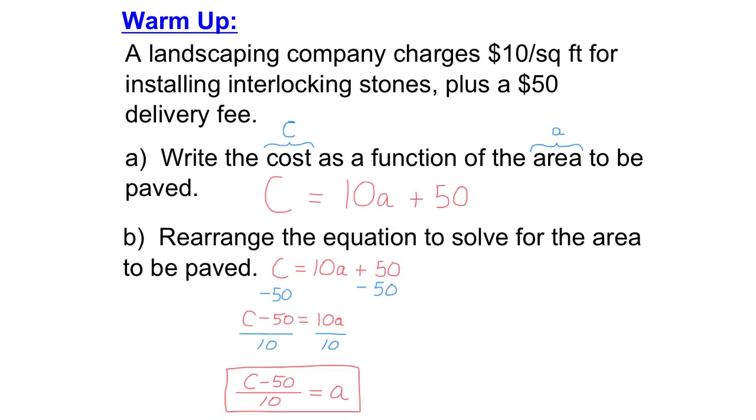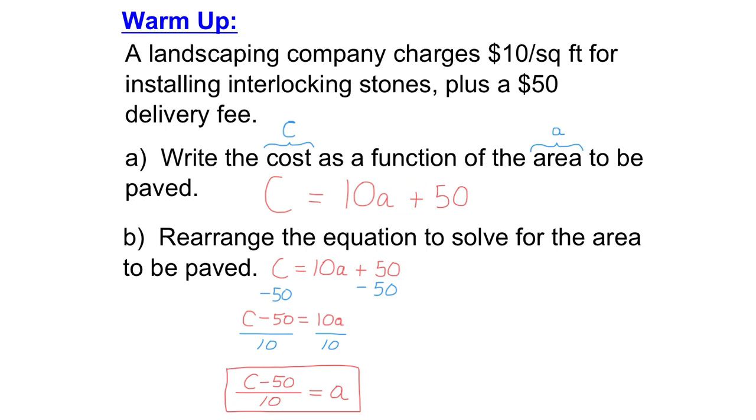Okay, so the cost, I'm using C to represent that, and for the area, I'm using the letter A. To calculate the cost, well, it was $10 per square foot, so 10 times the area, plus a $50 delivery fee, so plus 50. So the cost is equal to 10 times the area plus 50. That's my cost as a function of the area.